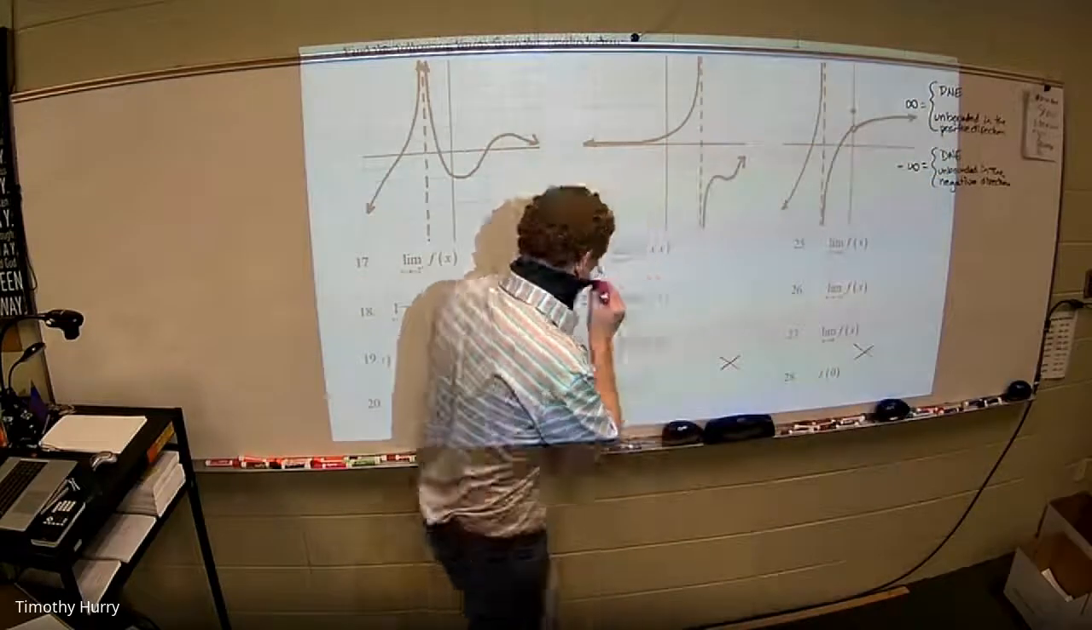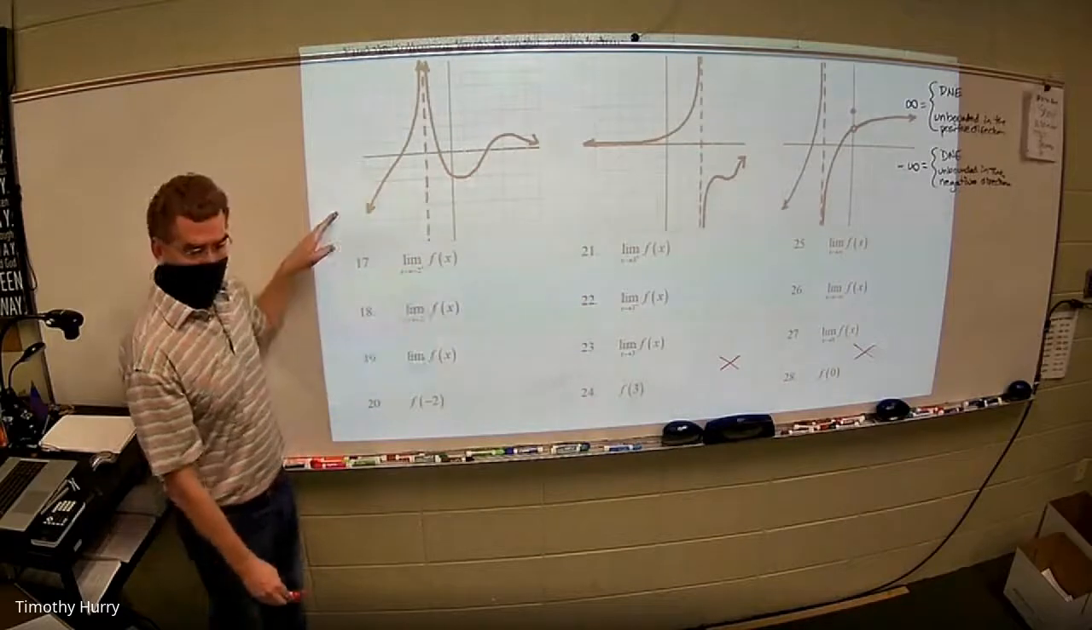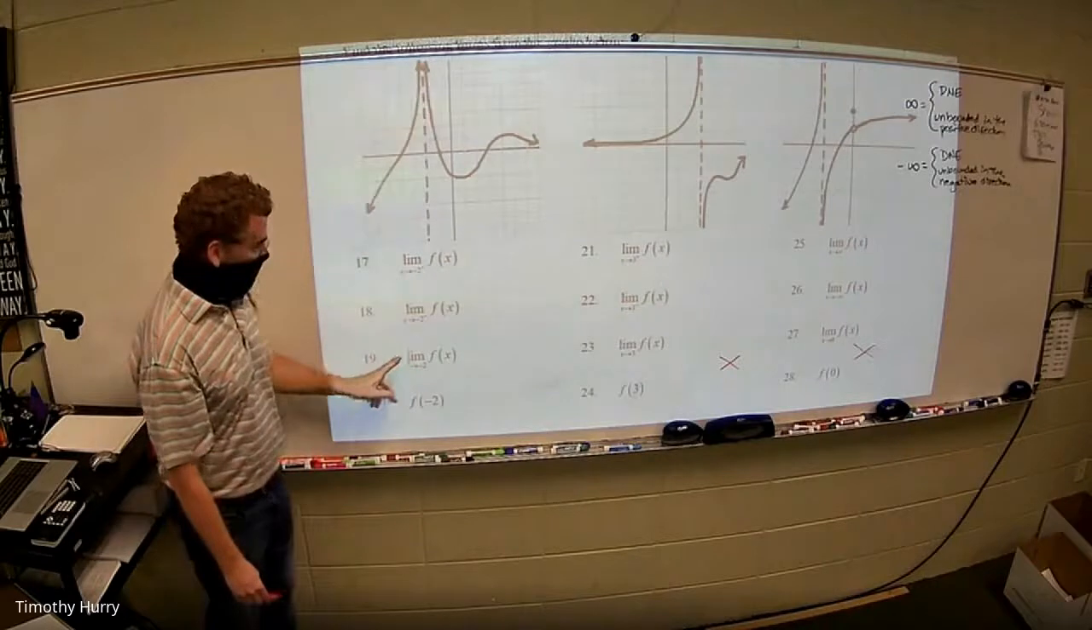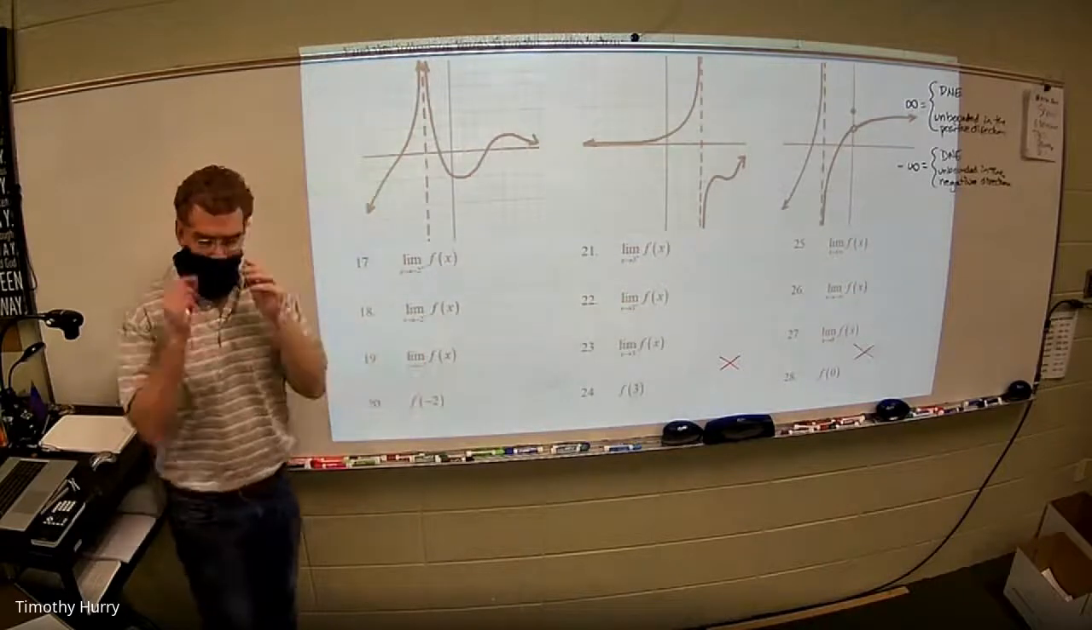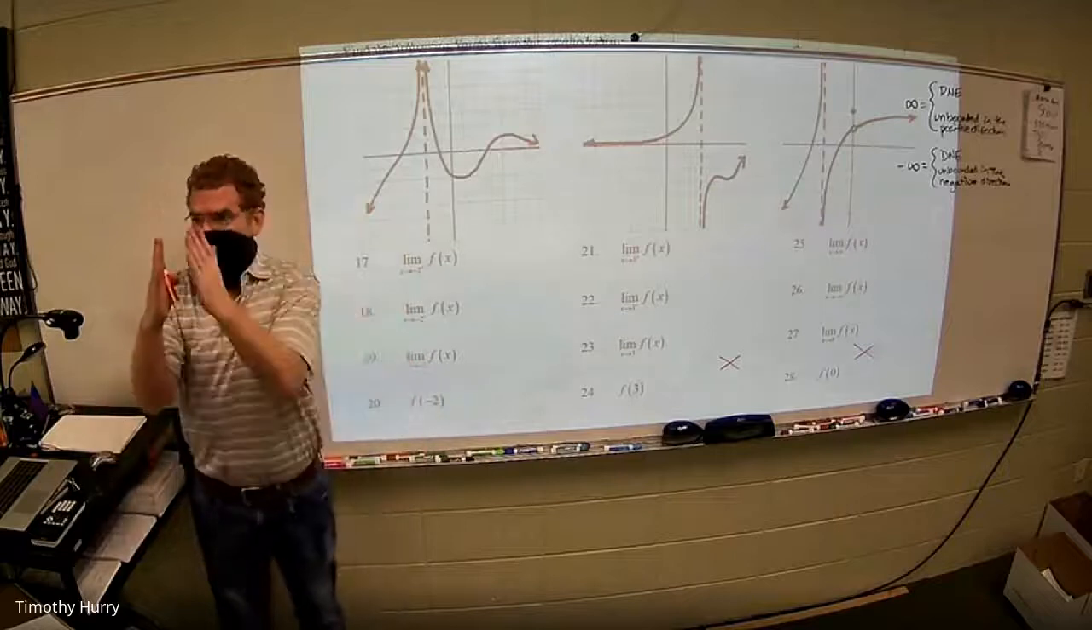I say infinity. What about 18? What's the limit as I approach negative 2 from the left side? Also infinity. So on 19, what's the limit as I approach negative 2? Well, because I'm going to infinity and infinity, I say infinity.